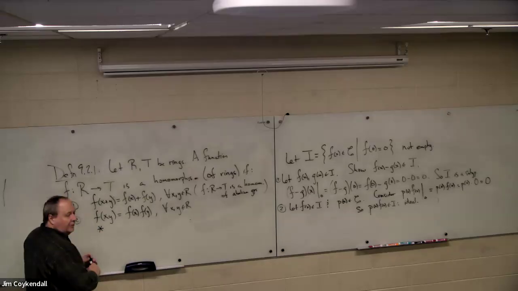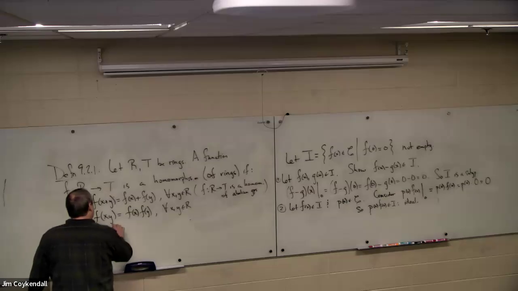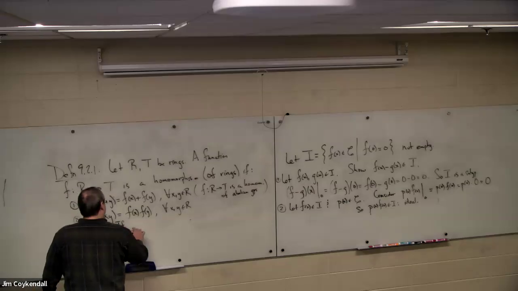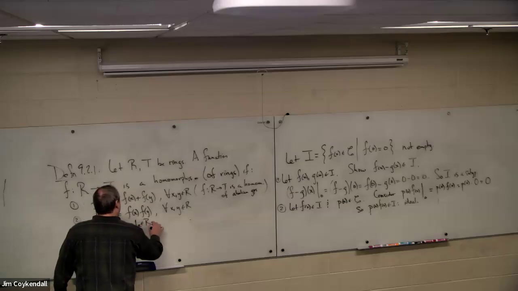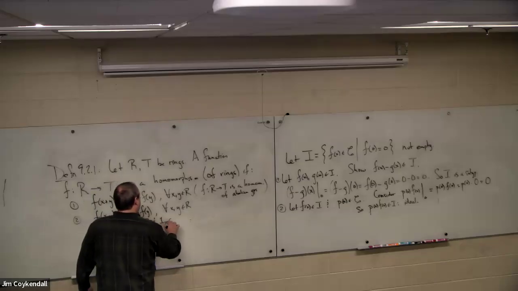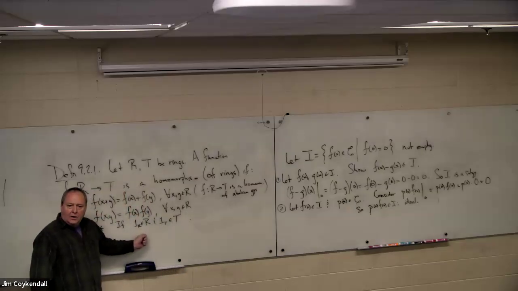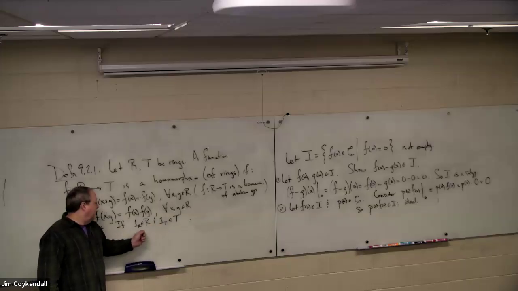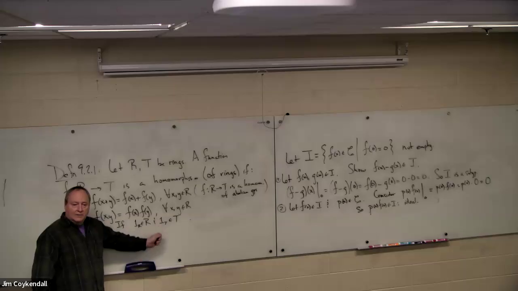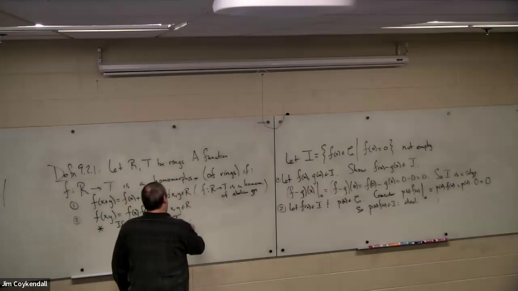Note, like I did earlier with the subring thing, if one R is in R and one T is in T, what we're saying here is R has a multiplicative identity and T has a multiplicative identity.